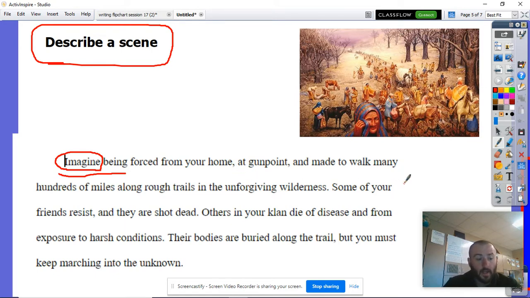And you do that to hook your readers and to help them really see the vision of what you're talking about, and also experience the pain or whatever emotion you want to bring out. So that's how you can describe a scene, as I've done here.